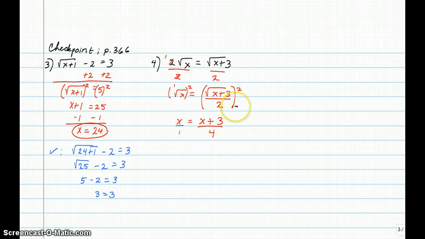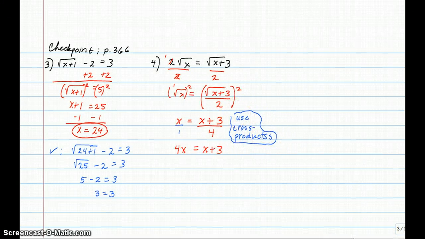It's up to you. It's not mandatory that you use cross products, but a lot of students do better with cross products. And then continue on your way solving, and you should be able to solve. When you use cross products, it's x times 4, which is 4x, and 1 times x plus 3, which is x plus 3.